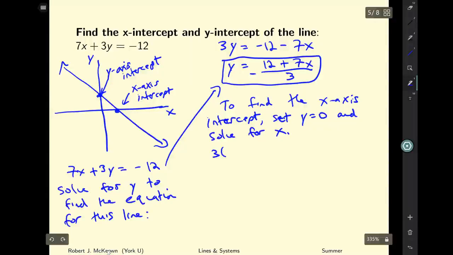Maybe I'll start with this equation up here. I'll go back to the original equation. So I'm going to have 7x plus 3 times 0, and that's equal to negative 12. And so I'm going to have x is equal to negative 12 over 7.